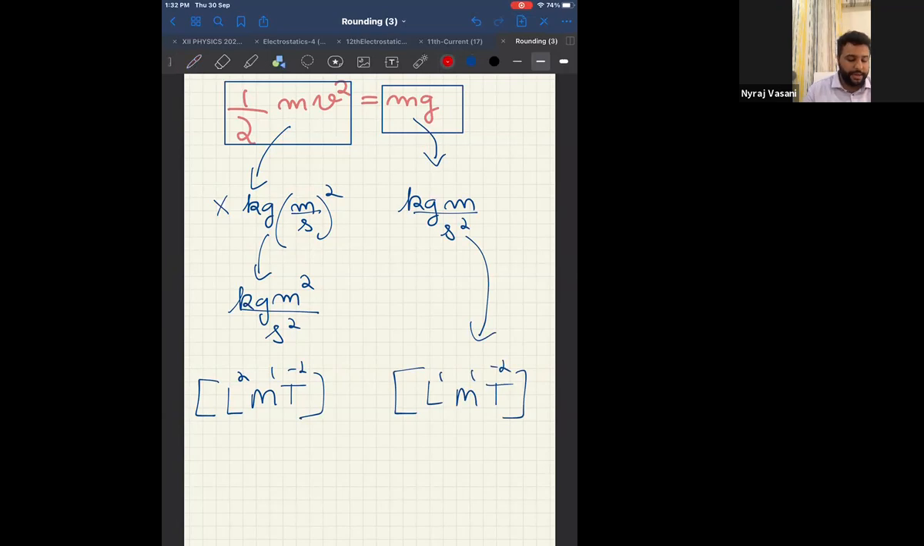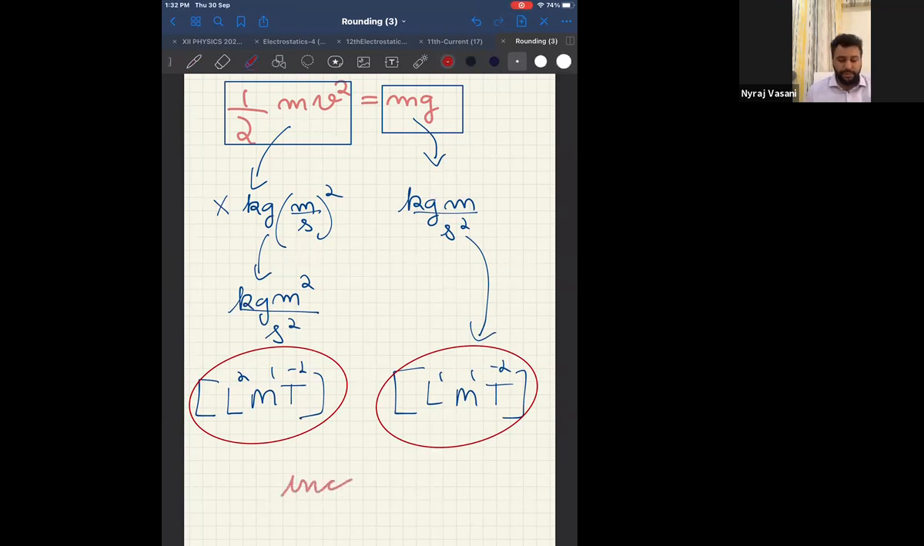Therefore, finally, our answer became this and this. Are the two dimensions same? Answer is no. One is L2 M1 T minus 2. One is L1 M1 T minus 2. Therefore, the conclusion is the given question is incorrect. Okay. Make a note. Dimensionally incorrect.